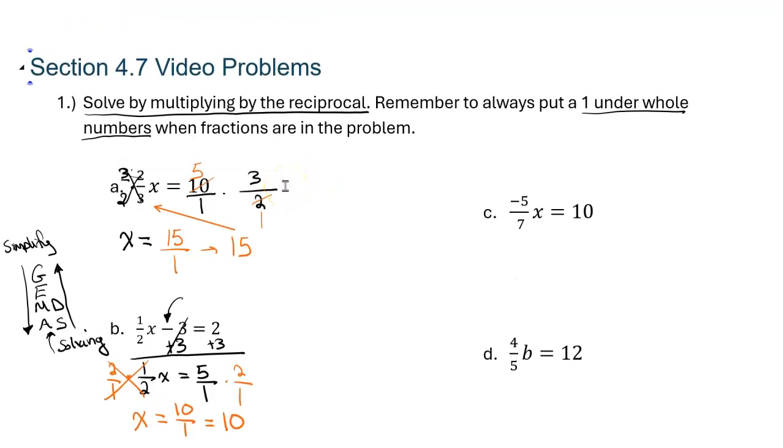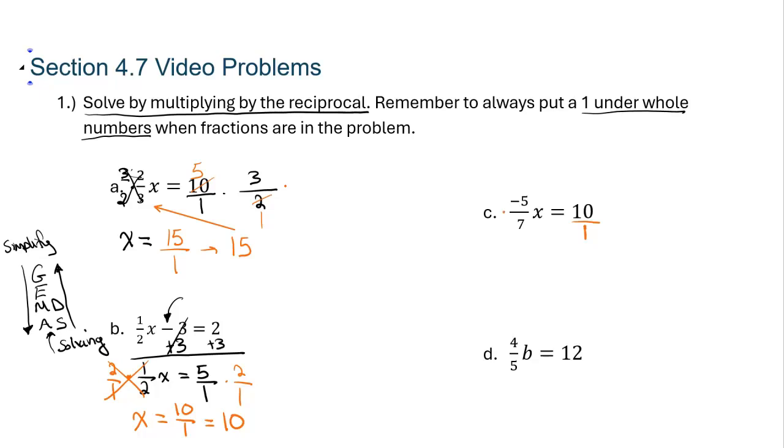All right, so we are multiplying by the reciprocal again. So first step, notice I'm already ready to start dealing with that fraction. So I'm going to put a 1 under that 10. So I'm ready to go. I multiply both sides by the reciprocal.